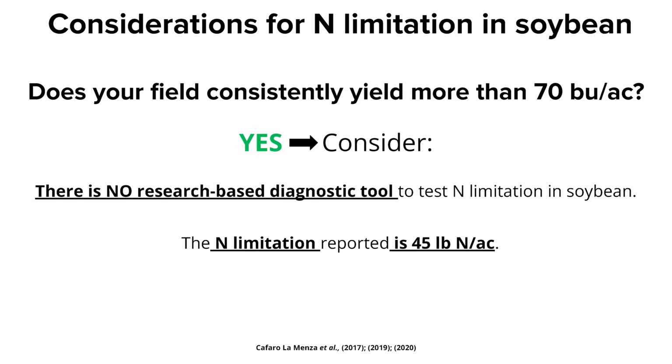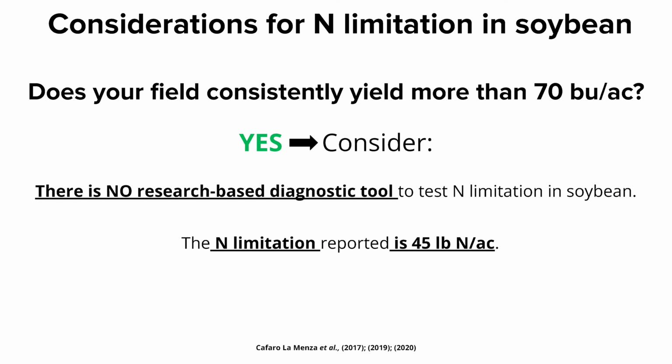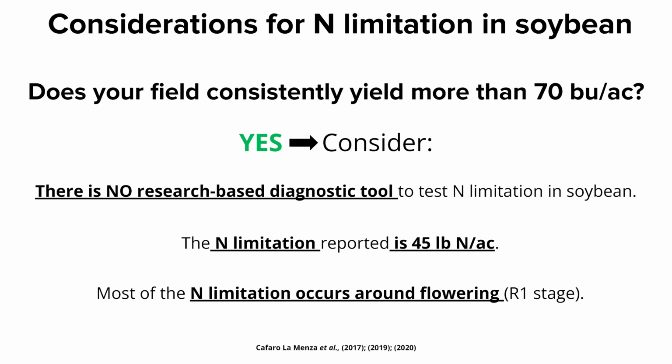So considering that there is not yet a research tool, it's important to not just fertilize fields that yield more than 70 bushels per acre. Then the other aspect is that in all the fields that we have found with nitrogen limitation, the shortage of nitrogen is about 45 pounds. So when looking at rates, in case of fixing that nitrogen limitation, we know that in the plants it's about 45 pounds of nitrogen. And most of that limitation occurs during the flowering period.